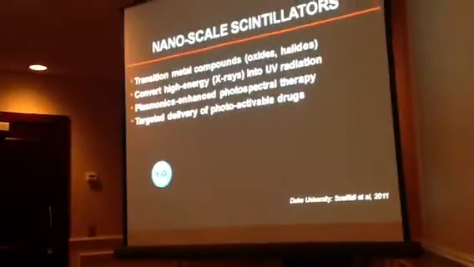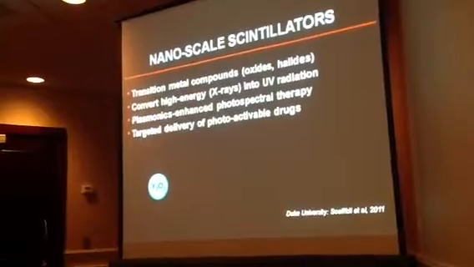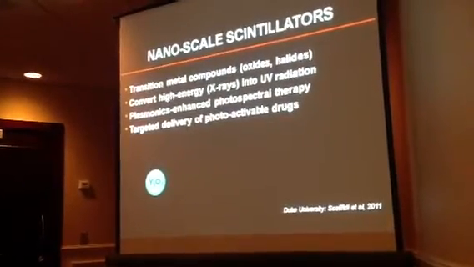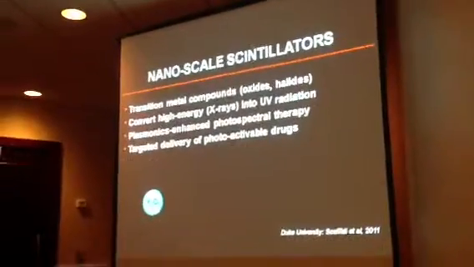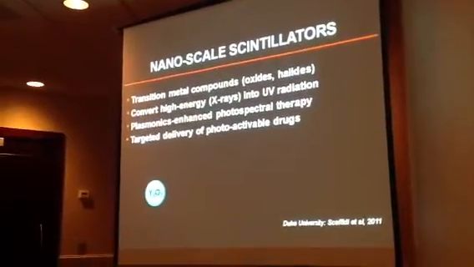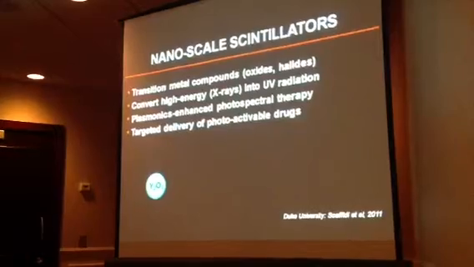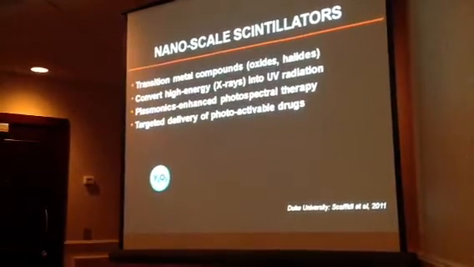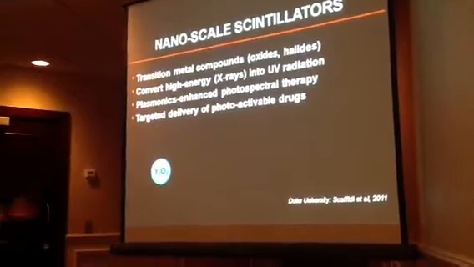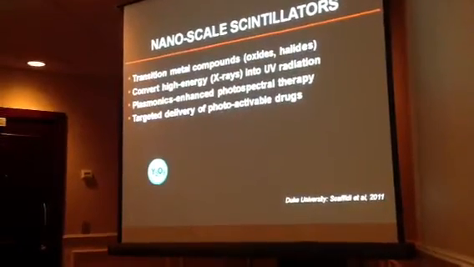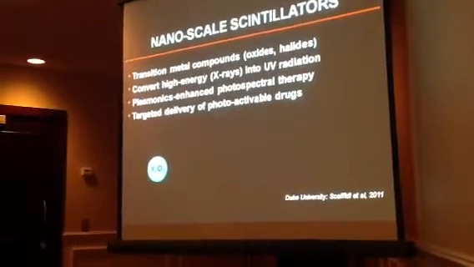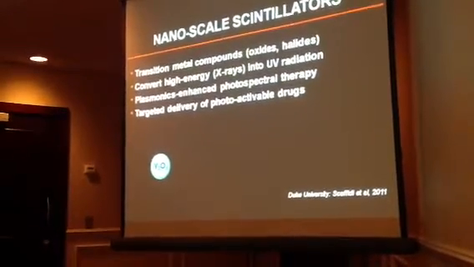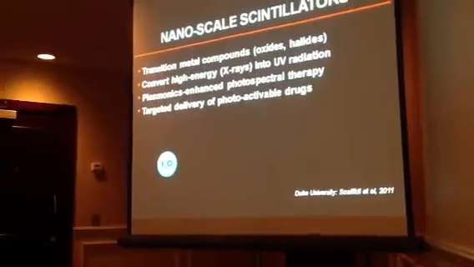Now, the key to all of this: our collaborators at Duke University have pioneered work using nanoscale scintillators. These are usually made out of transition metal compounds like yttrium oxide. They're used to convert high-energy X-rays that can penetrate deep to where tumors are located, and convert that energy into UV radiation that can activate photoactivatable drugs. And this is plasmonics-enhanced photospectral therapy. Plasmonics is the field where light can be used to store information. And this also helps with the more targeted delivery.